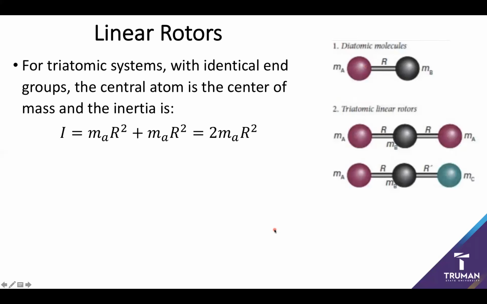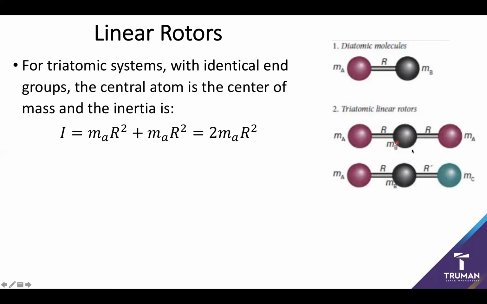However, for triatomic molecules, we have to quickly divide this into two key groups. One is going to be a triatomic linear molecule, where we have identical atoms on the outside. So think about something like carbon dioxide. And then the other one is going to be where we have two different atoms on the ends of the molecule. Think about something like hydrogen cyanide.